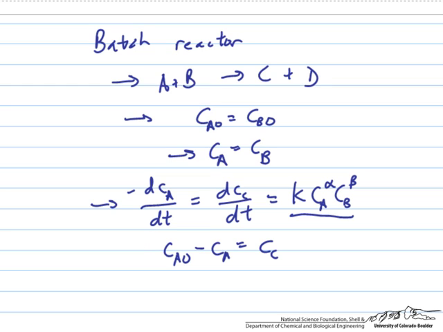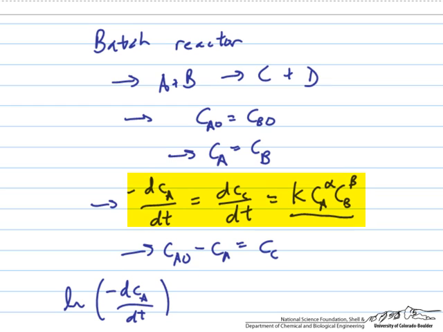The last thing that we'll make use of in looking at this data is the relationship that for every mole of A we consume, we form a mole of C, and in a constant volume batch reactor, that lets us write this expression in terms of the concentrations. And then finally, what we're going to need to do in the batch differential analysis is just take the log of both sides of this expression.